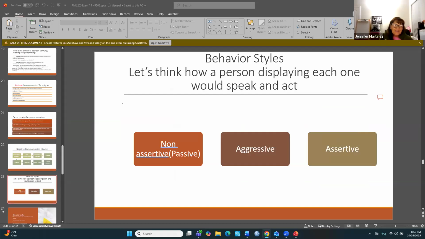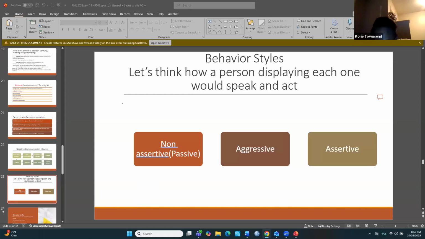And then we had our behavior styles, which was your assertiveness and your aggressive, right? So non-assertive or passive is fear-based behavior. It's emotionally dishonest, it's self-defeating. These nurses tend to look the other way, they avoid conflict, they take the easy way out.